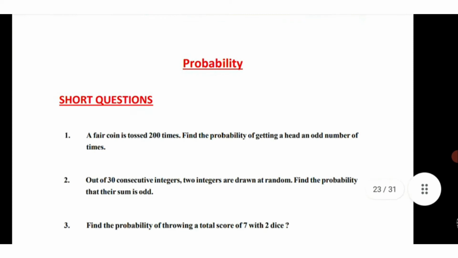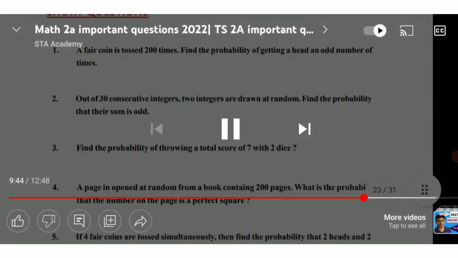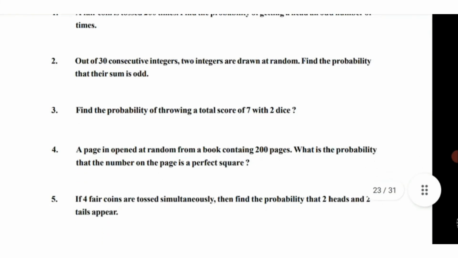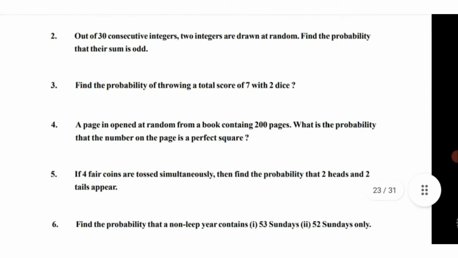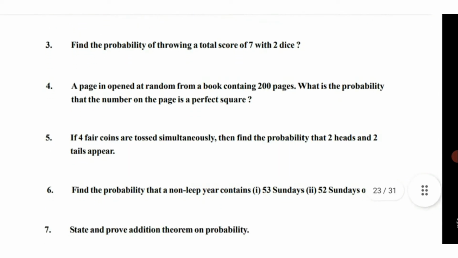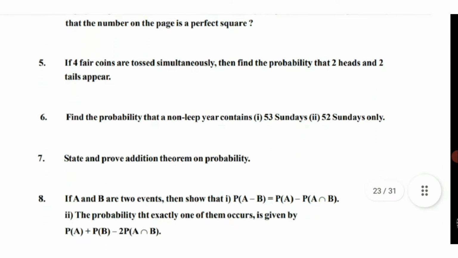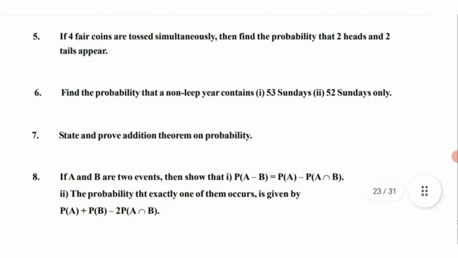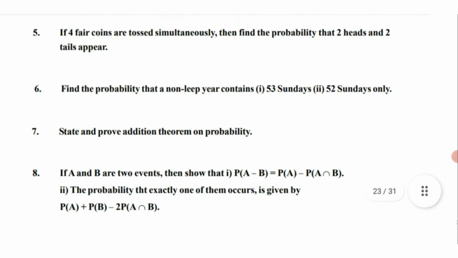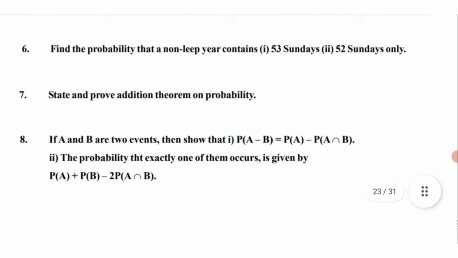Probability, again probability is for SAQ and LAQ. The first question, a fair coin is tossed 200 times. Second, out of 30 integers, and find the probability of drawing a score of 7 with 2 dice. Then a page is opened randomly is a 4 marks, very important question. A fair coin is tossed, the probability that 2 heads and 2 tails appear. Leap year, non-leap year question is very important.